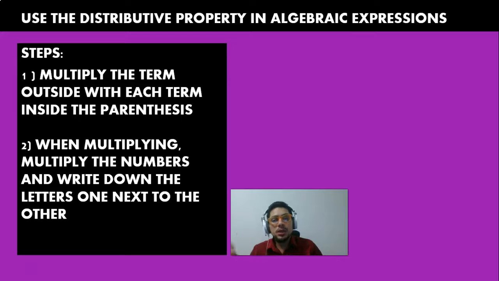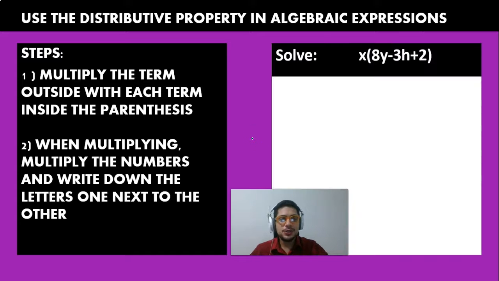Now, remember guys, when multiplying, multiply the numbers and write down the letters one next to another. So a times b is ab. a times b times c is abc. Okay, it's the same thing.